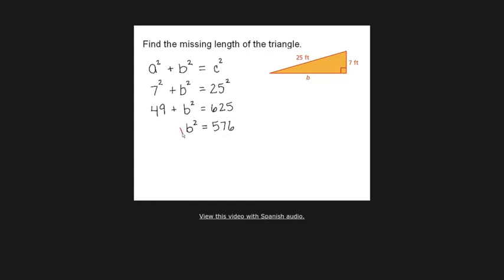So we will take the positive square root of both sides of the equation. The square root of B squared is B, and the square root of 576 is the same as what number multiplied by itself is equal to 576. That number is 24. So we found that B is equal to 24. So the missing length is 24 feet.